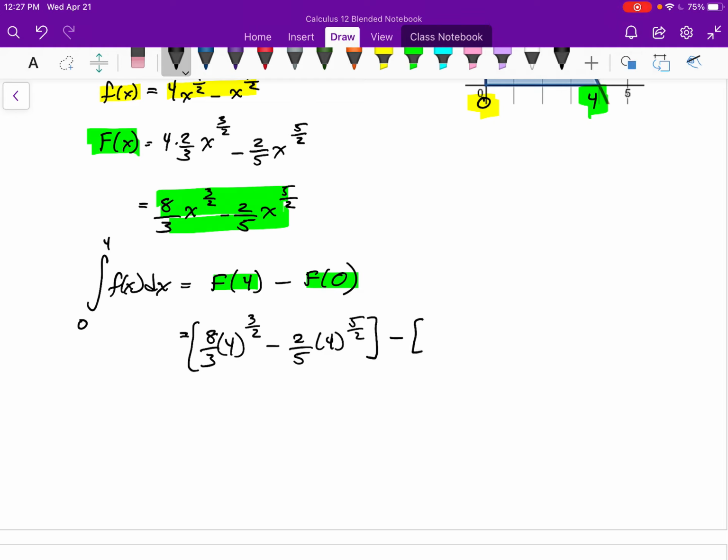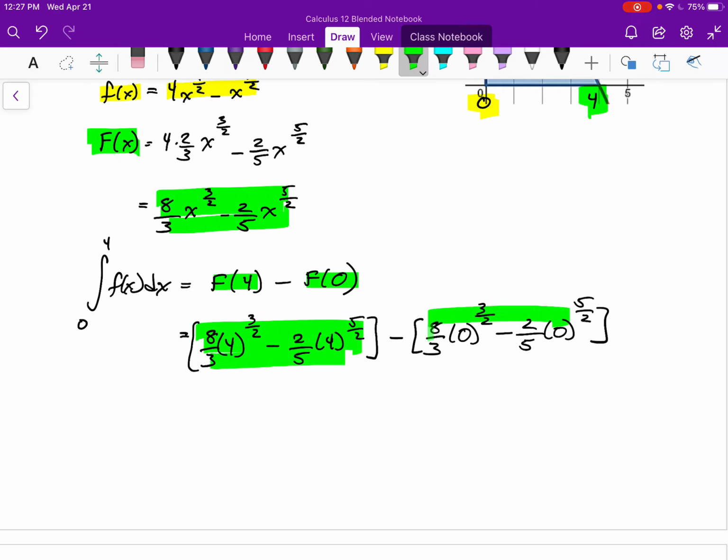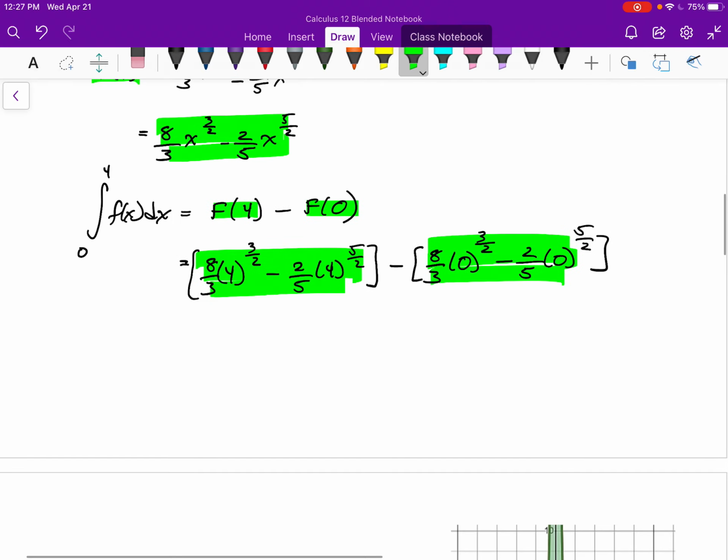The good thing is I can see already when I replace x with 0, my antiderivative is 0, but I'll be complete. I'll write in the 0 here, which is kind of silly, I guess. All right, so that corresponds to these two antiderivatives. And at this point, if you perform some calculations, it all simplifies down to 128 over 15 minus 0. And so 128 over 15 is my answer.